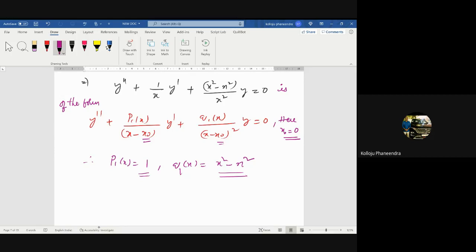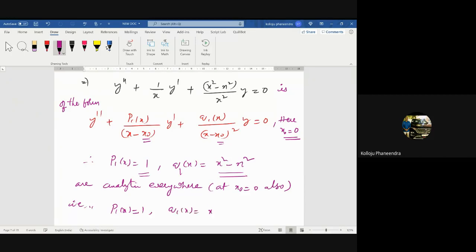No. Always defined. These functions are always defined everywhere. Here P1(x) is analytic everywhere. At x not equal to 0 also. Analytic everywhere. What is the meaning of this? P1(x) equal to 1, like a constant, can be expressed in terms of a Taylor series.